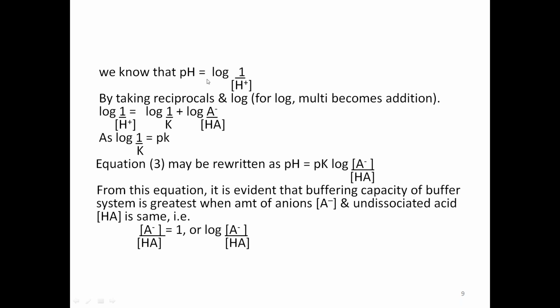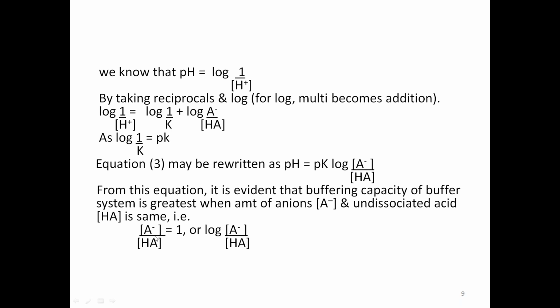Now we know that pH is equal to log 1 upon hydrogen ion. So when you take reciprocals and the log, substituting these values, you get log 1 upon H plus ions equal to log 1 upon K plus log A upon HA. Now we also know that log 1 upon K is equal to pK. So now the previous equation can be written as pH is equal to pK plus log A upon HA.